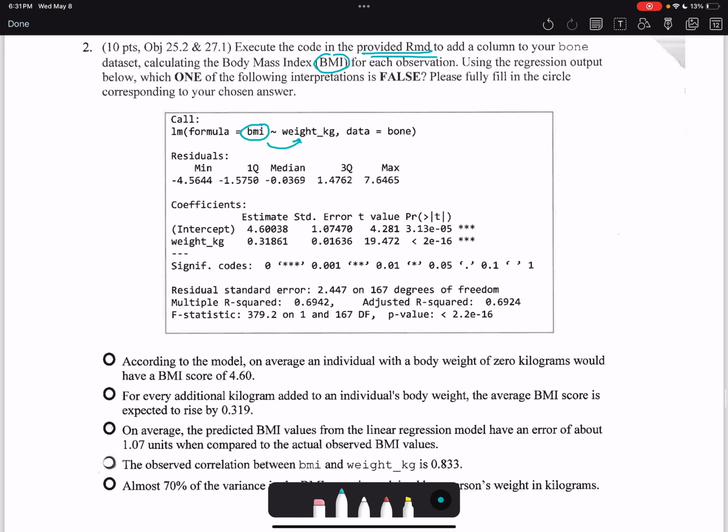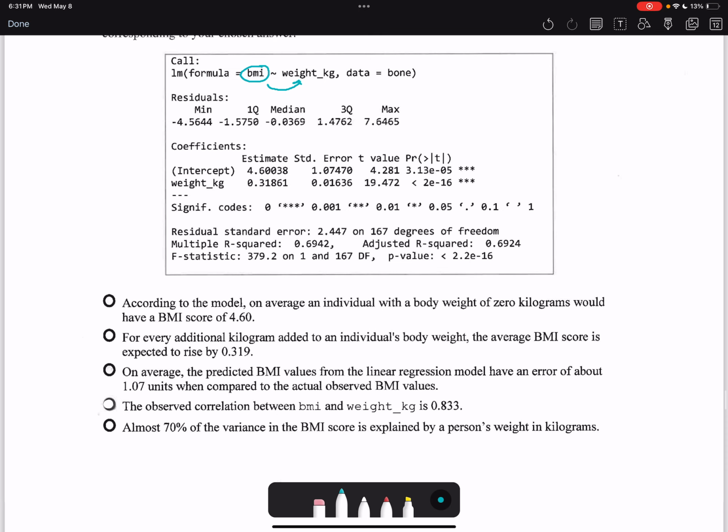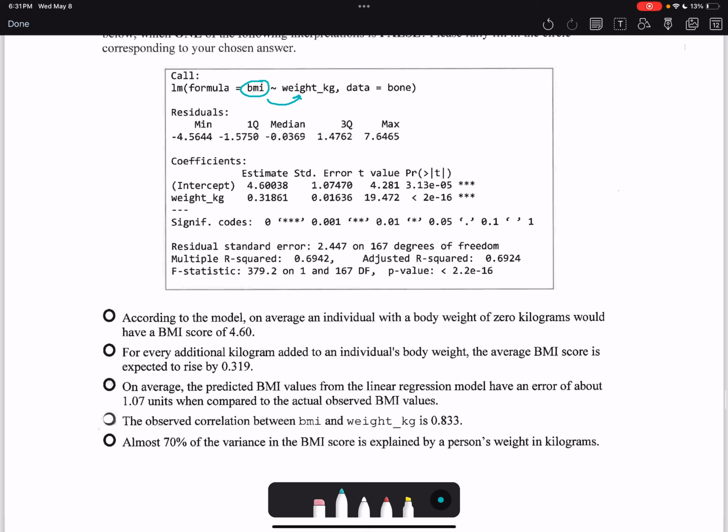Okay, now let's see. According to the model, on average, an individual with a body mass weight of 0 kilograms would have a BMI score of 4.60. Well, what would be our model? Let's write it down. BMI equals 4.6 plus 0.32 times weight in kilograms.